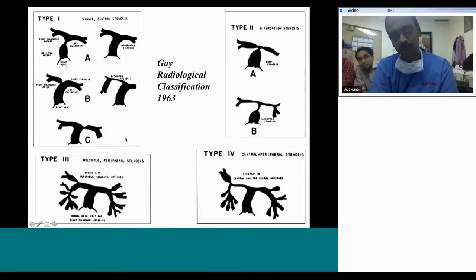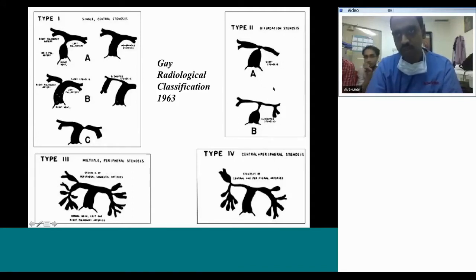The classification of pulmonary artery stenosis is based on radiology. There is type 1 stenosis, which means involving only one blood vessel. Type 1 can either be A, which is main pulmonary artery, or B, which is right pulmonary artery, or C, which is left pulmonary artery. Then you can subclassify them as discrete short segment stenosis or long tubular stenosis. So this is a main pulmonary artery, discrete short segment stenosis. This is a membranous stenosis, and this is a little longer stenosis.